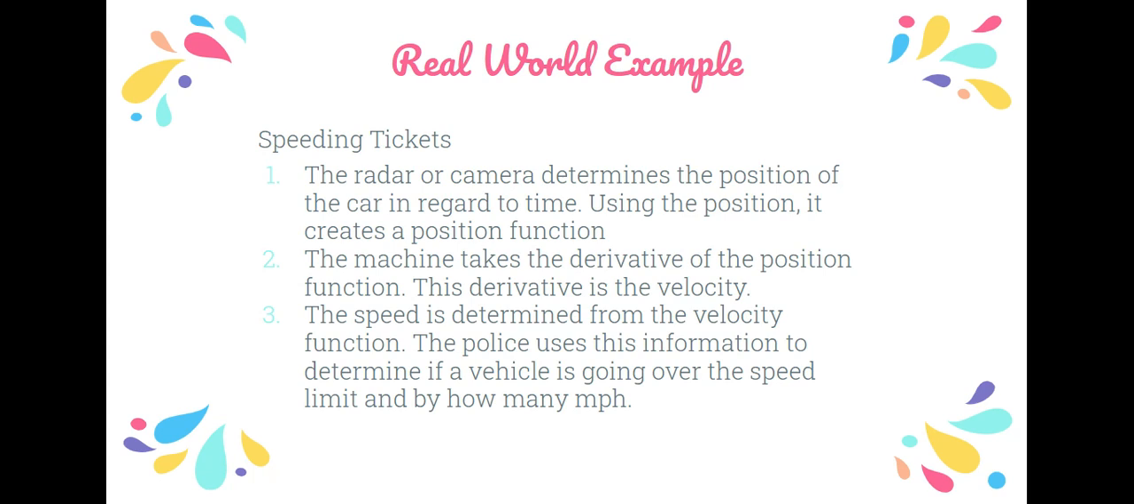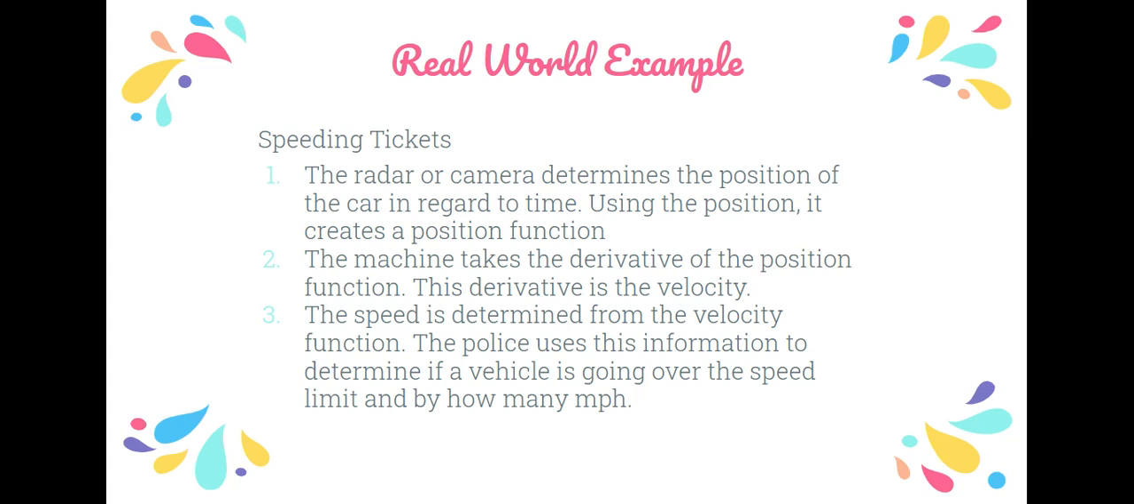A real-world example is speeding tickets. So how speeding tickets work is a radar or camera determines the position of the car in regard to time, and they use this position in order to create a position function. And we learned earlier that a position function is the original function.